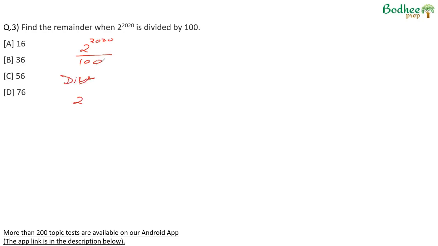So this becomes 2 square, 4 is 2 square. Divide by 4, this will be 2 raised to power 2018. 100 by 4 will be 25. A multiple of 25 close to a power of 2 is 1024, which is 2 raised to power 10. So 2 raised to power 8 into 2 raised to power 2010 upon 25, which becomes 2 raised to power 8 is 256 into 2 raised to power 10 raised to power 201.